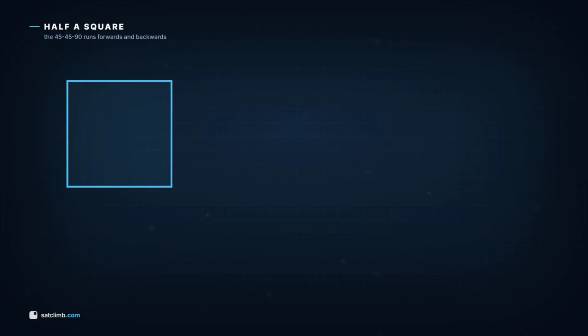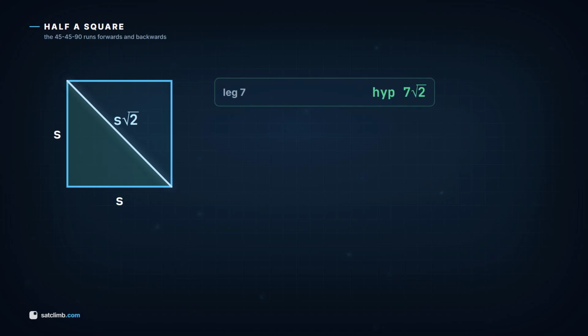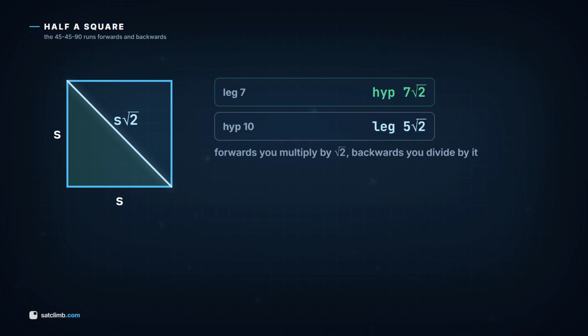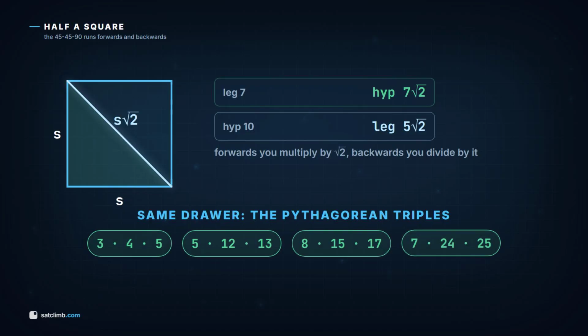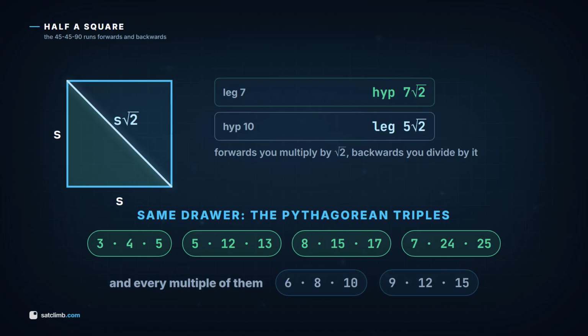Now the 45, 45, 90, which is really just a square cut in half. If a leg is 7, the hypotenuse is 7 root 2. Run it backwards too. If the hypotenuse is 10, divide by root 2 and the leg is 5 root 2. And keep the Pythagorean triples in the same drawer: 3, 4, 5; 5, 12, 13; 8, 15, 17; and every multiple of them, like 6, 8, 10.